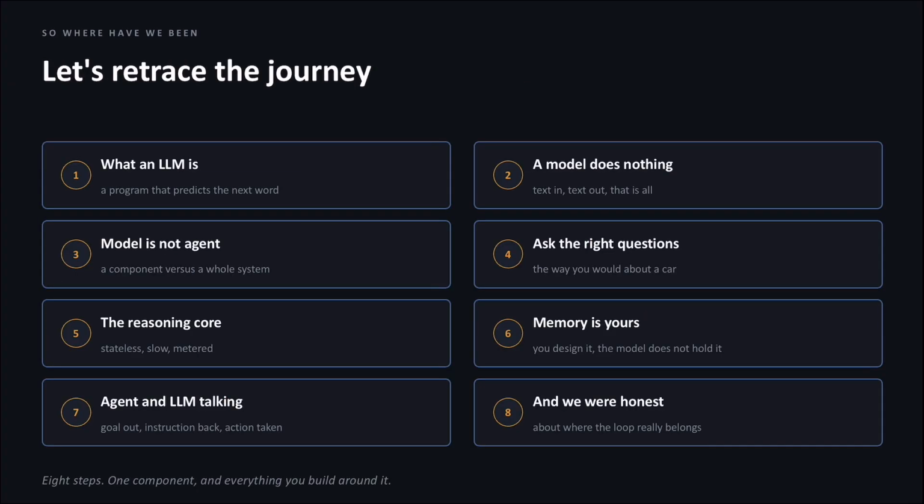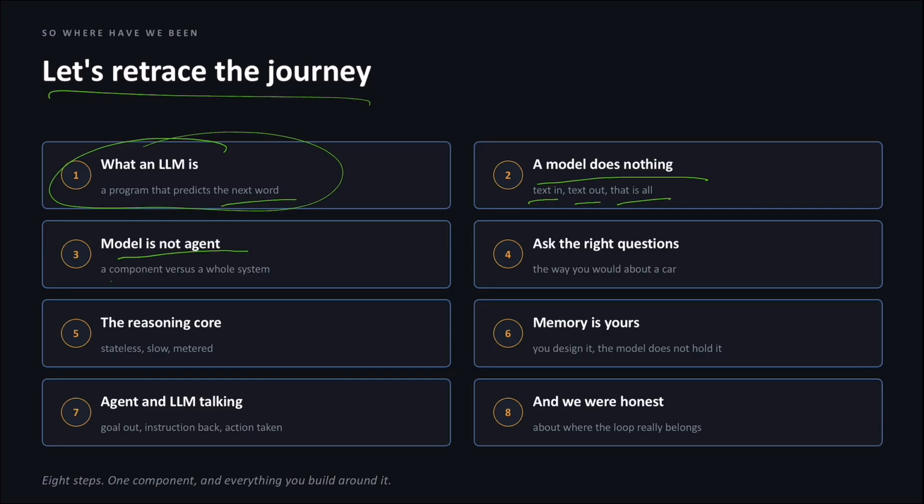Okay, moving ahead, this is the last slide. I just wanted a quick recap. Recaps are important, right? So let's retrace the journey. What is an LLM? A program that predicts the next word. Basically, we know by now, watching all these videos and so many repetitions, a model does nothing. No action is taken by a model. It is just text in, text out. That is all. Model is not an agent.